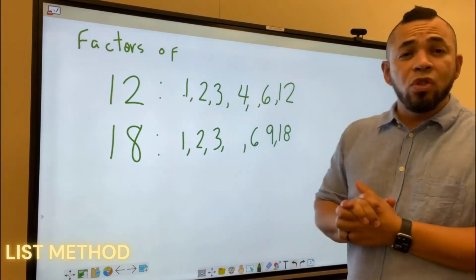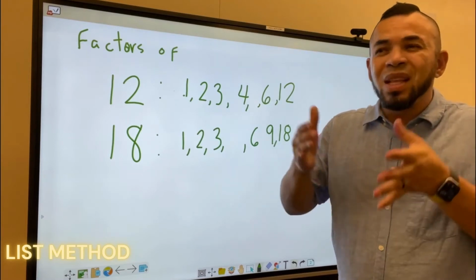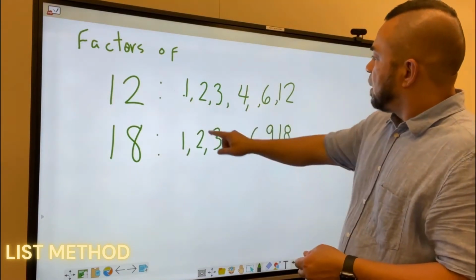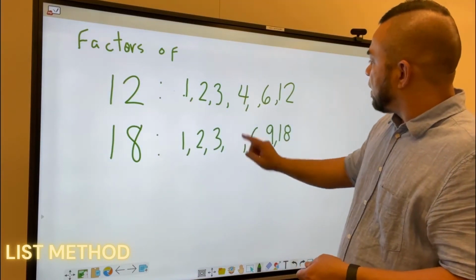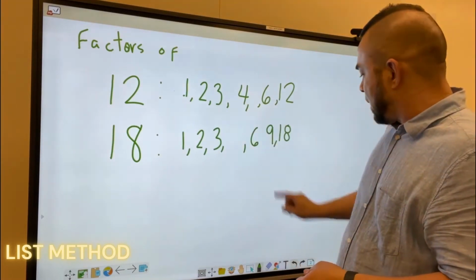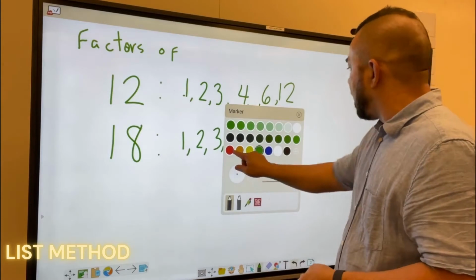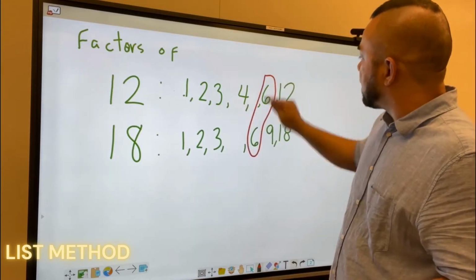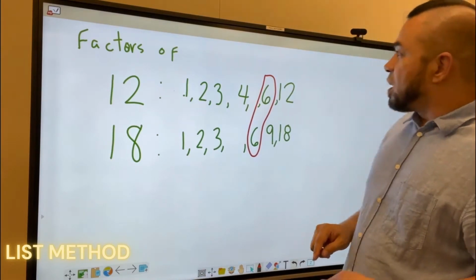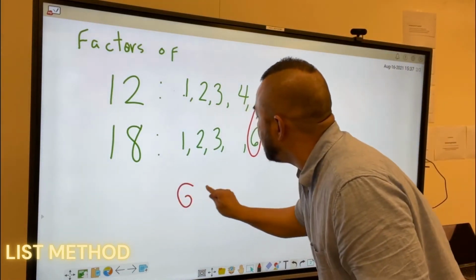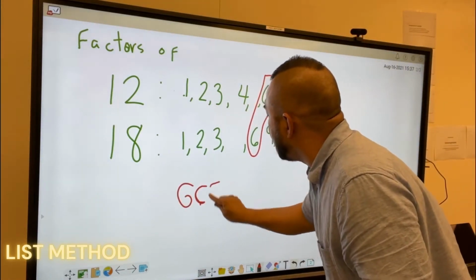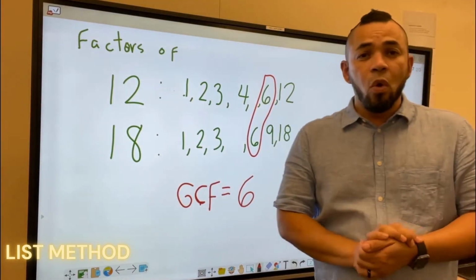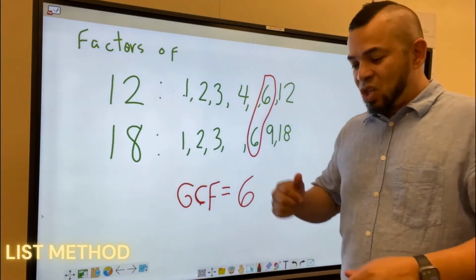And then I look for the greatest common one, the one that they have in common, that's the biggest. So in this case, if you look, they don't have in common the 4, but they have in common the 6. So the largest one I can think of is the 6 right here. All right, so the greatest common factor, or GCF, is 6. That's the greatest common factor for both of them. So that is your list method.